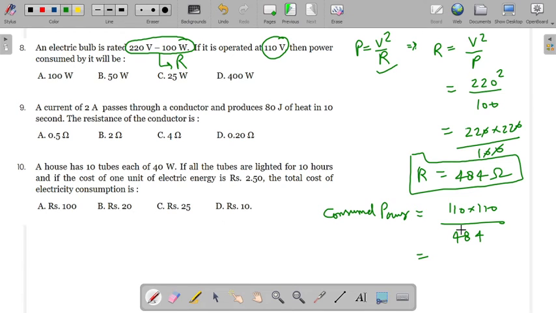So it will become 25 watt. Okay, so this is the method by which we can solve this question. I hope you had taken the screenshot. Now the answer is 25 watt, that is the right answer. Now moving to question number 9.